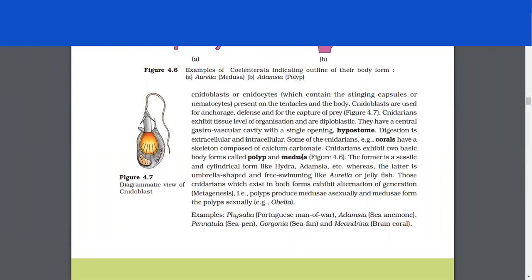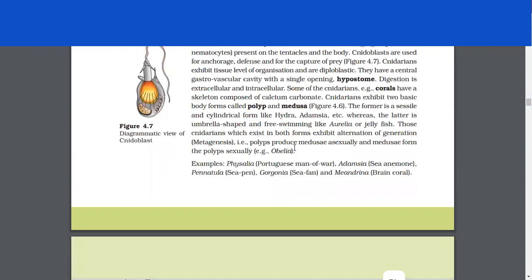Cnidarians exhibit tissue level of organization and are diploblastic. They have a central gastrovascular cavity with a single opening, hypostome. Digestion is extracellular and intracellular. Some of the cnidarians, for example corals, have a skeleton composed of calcium carbonate. Cnidarians exhibit two basic body forms called polyp and medusa.